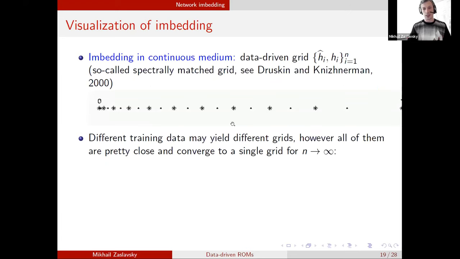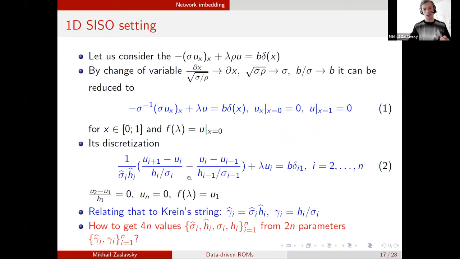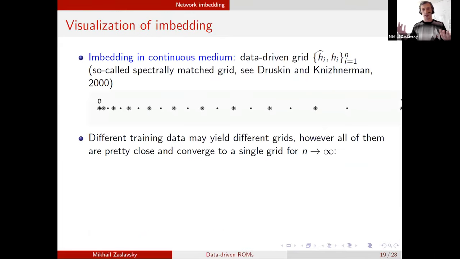Once we know the parameters sigma I and sigma I hat, we can directly embed them into our continuous formulation of the medium parameter, because sigma I and sigma I hat are precisely the medium parameters related to our grid nodes, which are located with steps h I and h I hat. Remember the discretization, how it came up: sigma I relates to the ith node, and h I is the grid step for that node, right? So having sigma I and sigma I hat, as well as h I and h I hat, we can embed these parameters into the continuous medium.